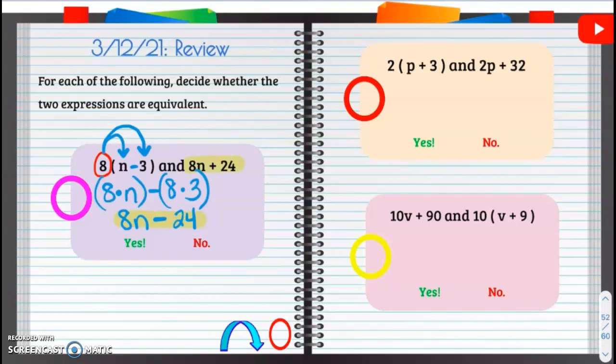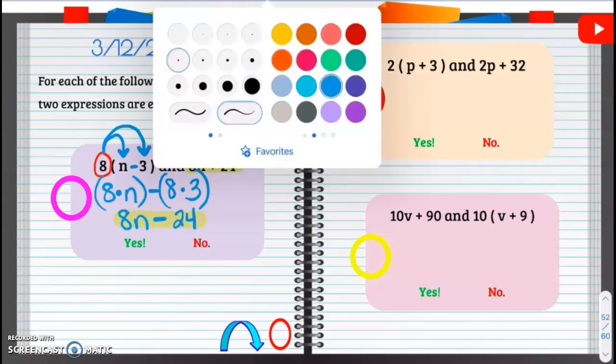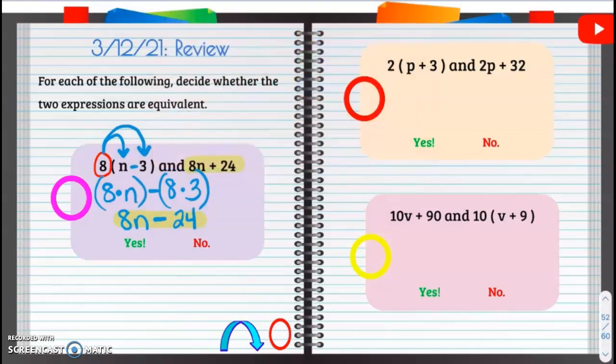Oh, that addition symbol right there gives it away that it is not equal. So we're going to drag this circle right here. We're going to drag it over this no. I'll make it nice and large.